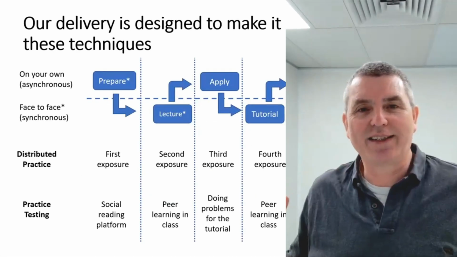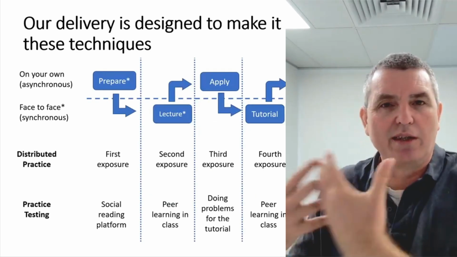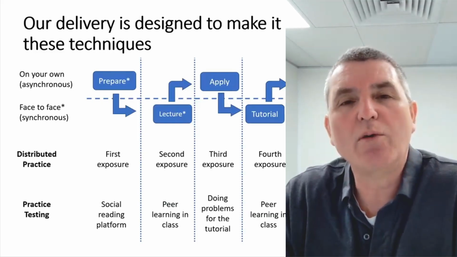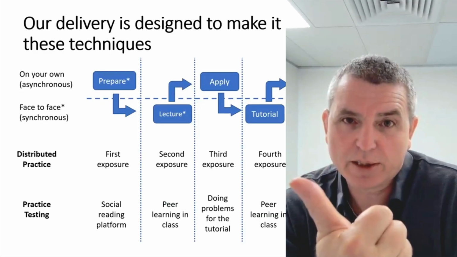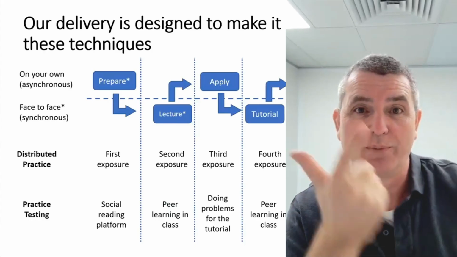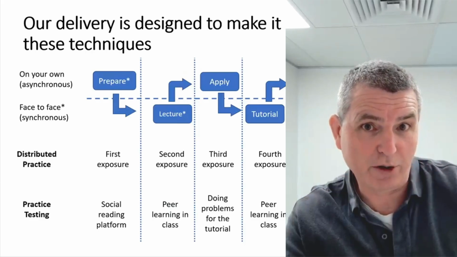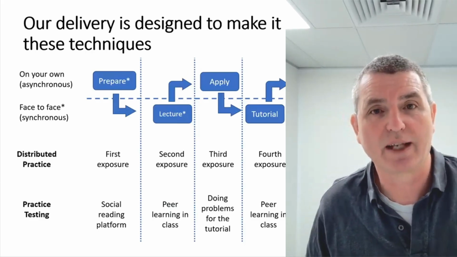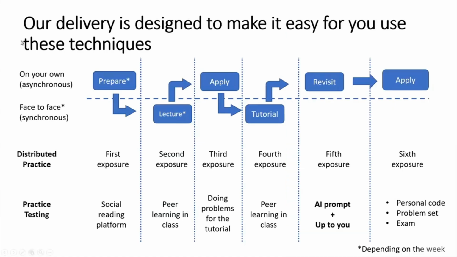So we put all that together and we end up with this framework about how to run a subject. What we're looking for is multiple exposures to the material, distributed practice, and active recall, using that material multiple times. So this is why we have a pattern to how we run the subject. Let's look at that pattern. What you can see is we've divided tasks into whether they're on your own, asynchronous, or face-to-face synchronous, whether it's online or in person.